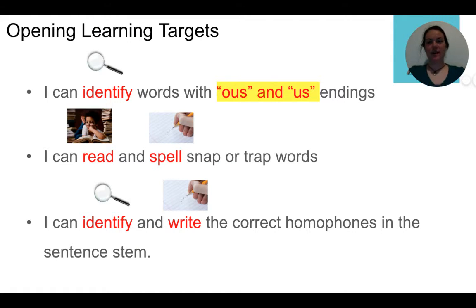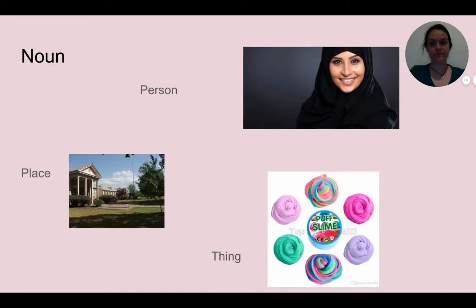So this week on 3, 1, 2, 3, I can do it! Today I can identify words with OUS and US endings. Today I also can read and spell snap or trap words. And then lastly, today I can identify and write the correct homophones in the sentence given.